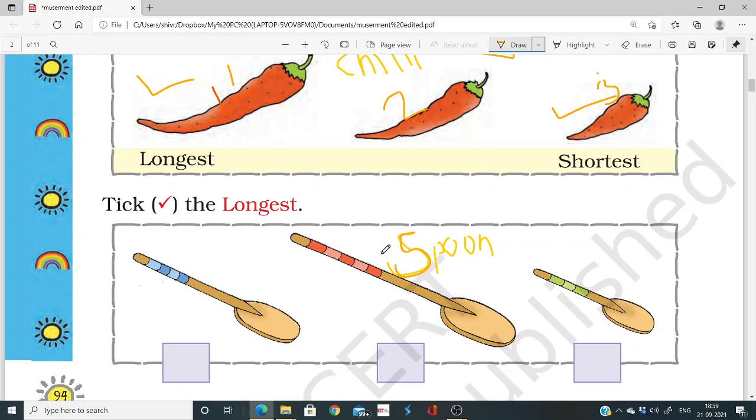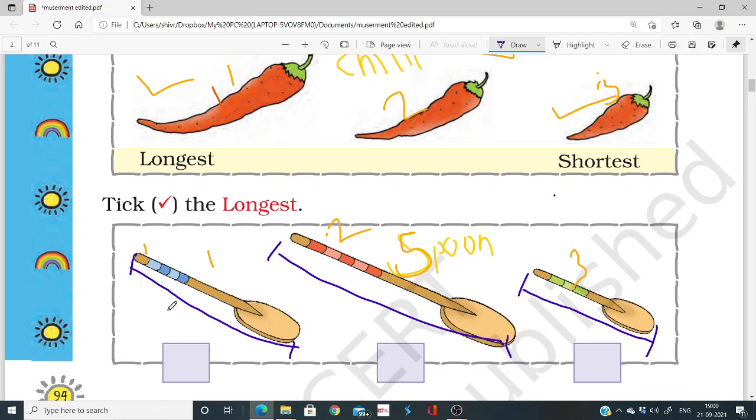Here you can see three pictures of spoons, right? First one, second, and third. We have to find out, or we have to take, the longest. Which is longest? Can you imagine which is longest? You have to first compare the length of these three spoons. How much is the length?